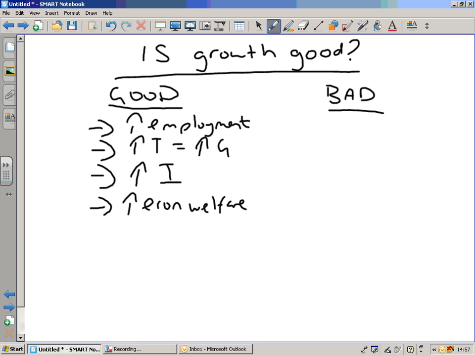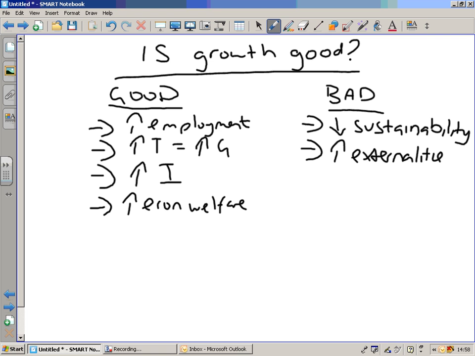We also know that growing economic growth means we're exploiting more of our natural resources. This in turn might mean lower sustainability, i.e. what we do today may impact negatively on people in the future. Less resources for in the future. We may also see growing externalities, so more pollution, for example, more traffic on the roads. This might equal down economic welfare. So what we would say is overall, economic growth is only good if it leads to up welfare.